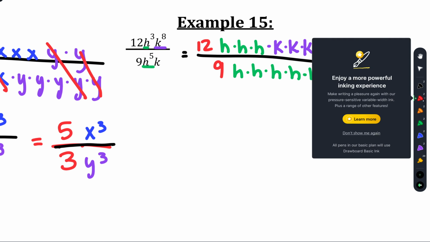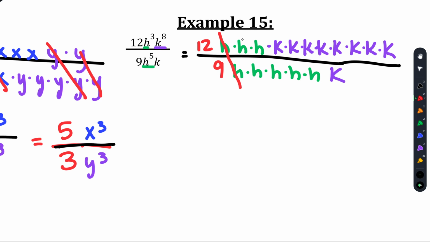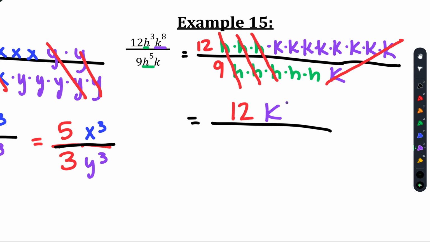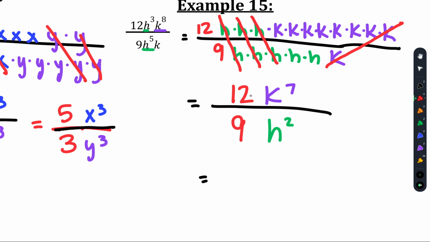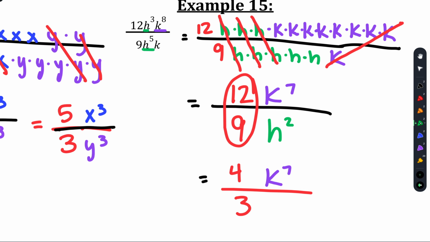And then I start canceling. So an h on the top pairs with an h on the bottom. A k on the top pairs with a k on the bottom. What am I left with on the top? 12 and 7 k's. So 12 k to the 7th. And what am I left with on the bottom? 9 and 2 h's. 9h to the 2nd. Can I still simplify this one more step? What does it simplify to? 4/3, because this is a fraction. We can make it 4/3 k to the 7th, h to the 2nd. Any questions on this?